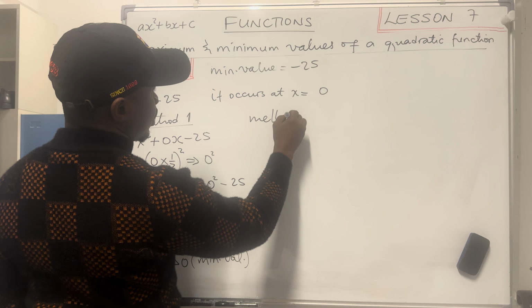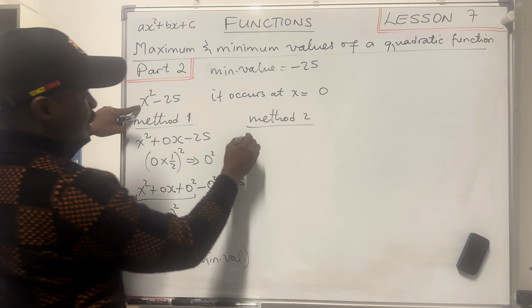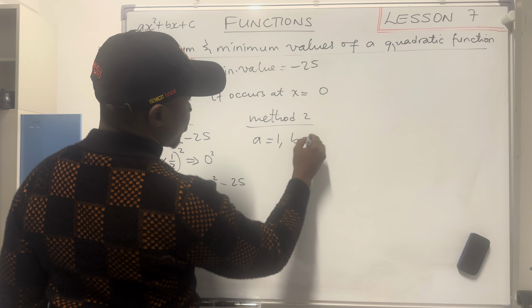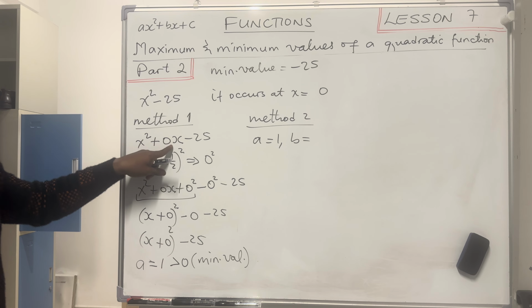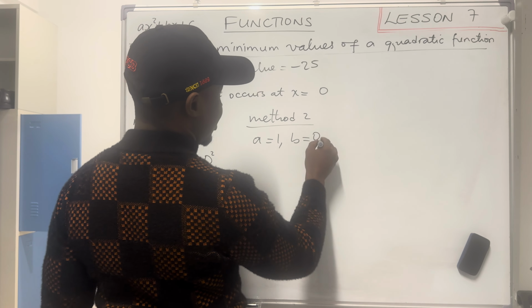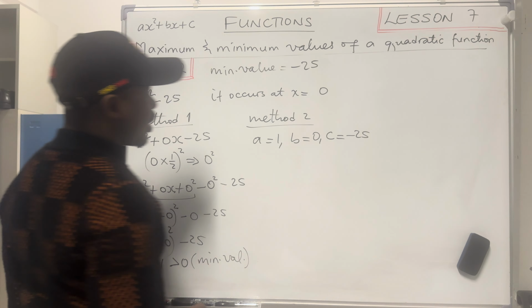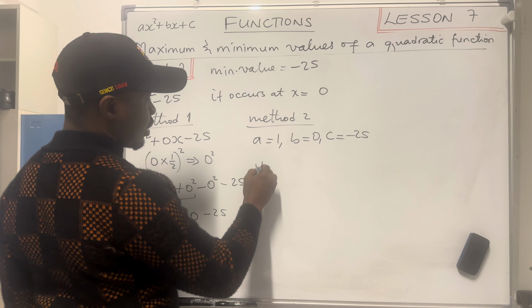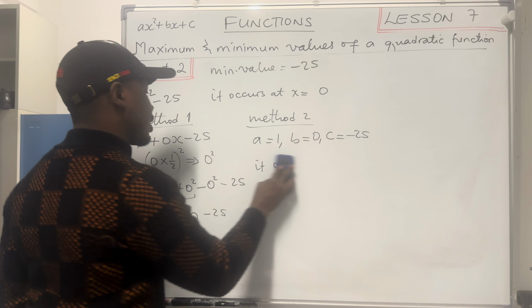So the second method, we need a. Yes, what is a? A is 1. What is b? There is no x term, so b is going to be 0. What is c? C is minus 25. Yeah. For the second method, we start with where the maximum or minimum value occurs. Let's identify it first.